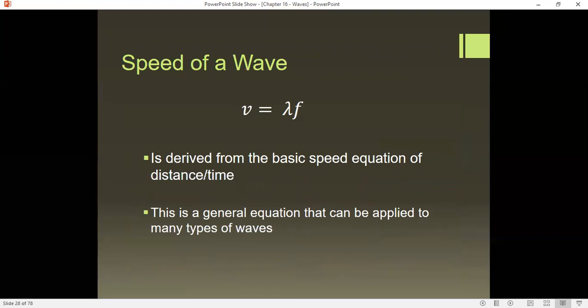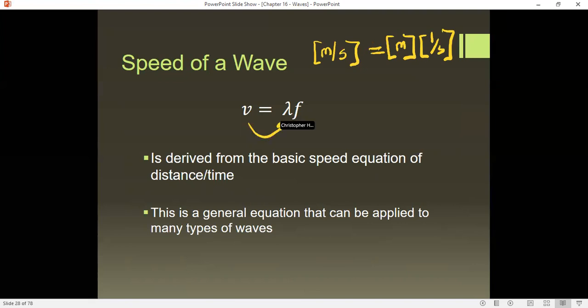Now let's get to the speed of a wave. The speed of a wave is equal to the wavelength times the frequency. Now we can actually show that this makes sense dimensionally. The SI units for velocity are meters per second, right? We know that wavelength is a measure of distance, so it's meters. And for hertz, hertz are 1 over a second. So dimensionally, this equation makes sense.